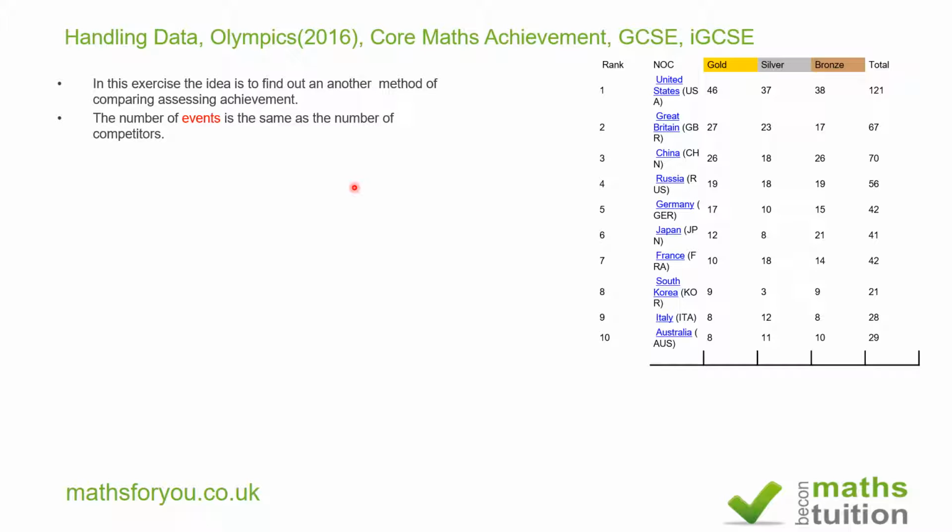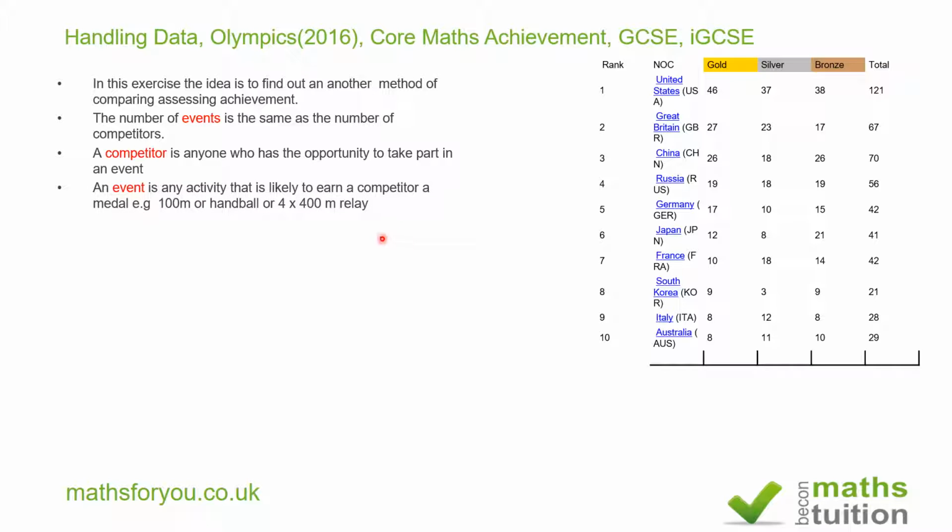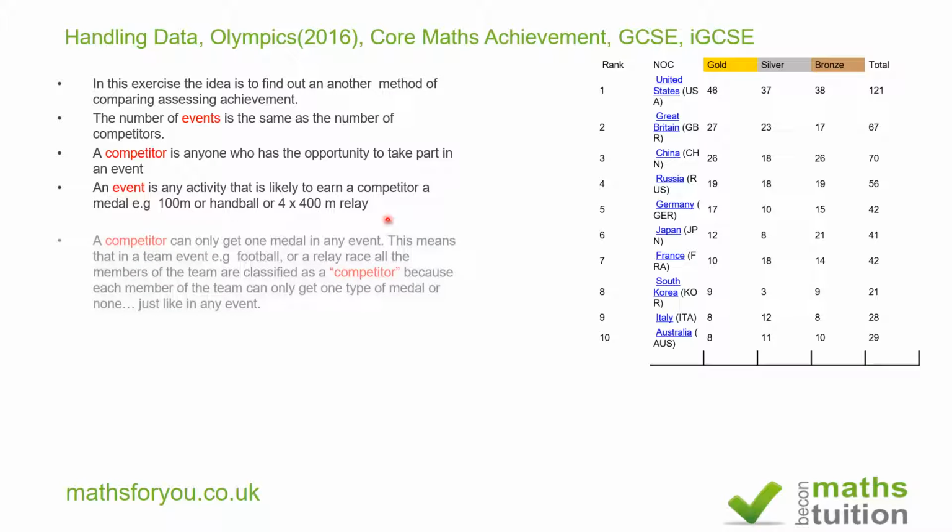So in my system, as we go along, the number of events will be the same as the number of competitors, and I shall try and explain. Right. A competitor is anyone who has the opportunity to take part in an event, or anybody who takes part in an event. An event is any activity that is likely to earn a competitor a medal or not. Okay? And if I just try and explain.